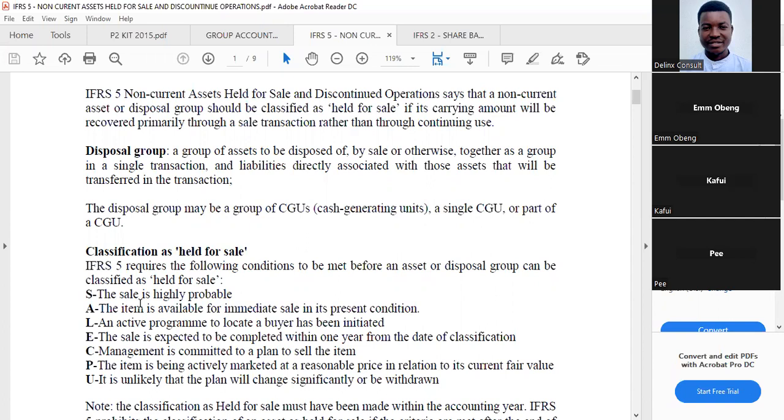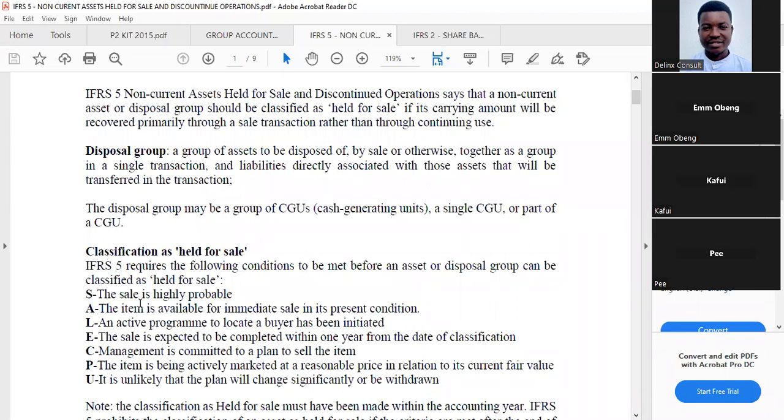An active program to locate a buyer has been initiated. So you want to sell the assets. You have started going to radio to run adverts for the listing. So you are doing activities to locate a buyer, so you can classify the asset as held for sale. Not that you say you want to sell the assets, but you are not doing anything. The company is just sitting there. They are not even running adverts or throwing flyers to get people to come and buy the assets. So there should be an active program to locate a buyer for the asset.